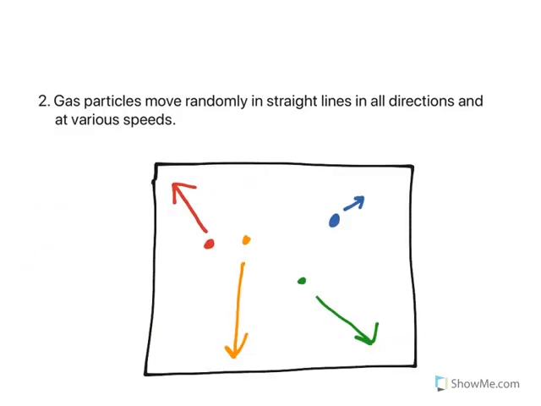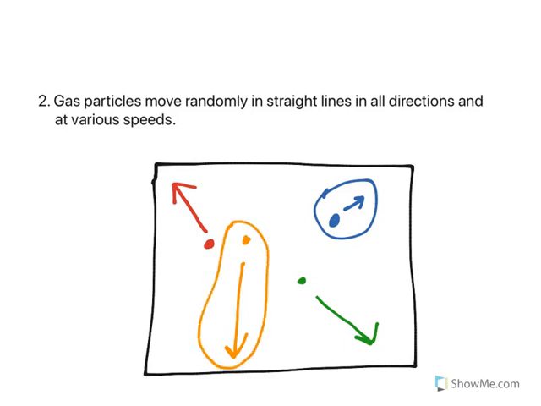The second postulate says that gas particles move randomly in straight lines in all directions and at various speeds. So in this box, we have 4 different gas particles: red, yellow, green, and blue. And they're all moving in straight, random lines in all directions. But you should notice that the length of these lines is indicating the speed or the velocity of that particular molecule. So in this one moment in time, if you took a snapshot, it appears that this blue molecule is traveling slower than this yellow molecule.